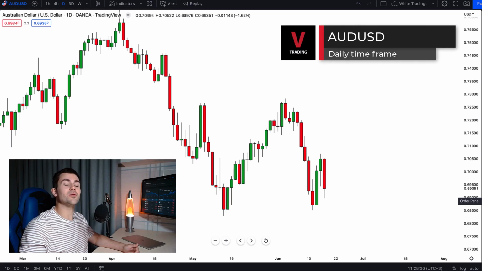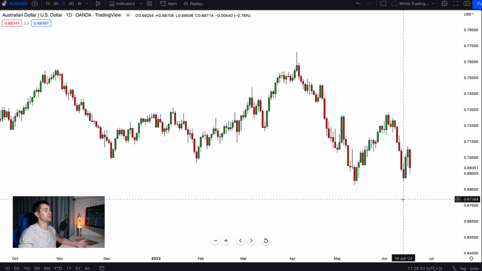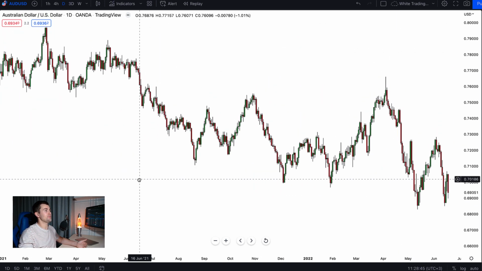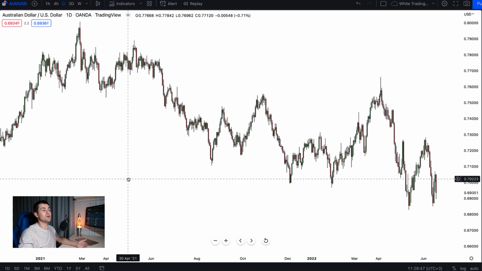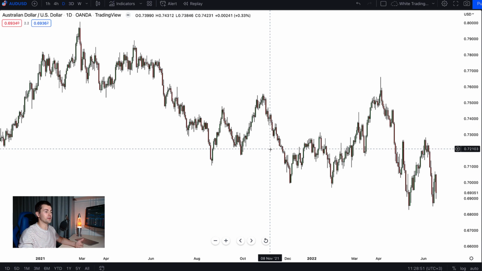Right, traders, let's start our analysis with the Aussie dollar pair. And the first thing to note analyzing a daily time frame is the fact that the pair is trading in a long-term bearish trend. You can see that for a quite long period of time the pair is falling and we are trading in a healthy bearish trend.